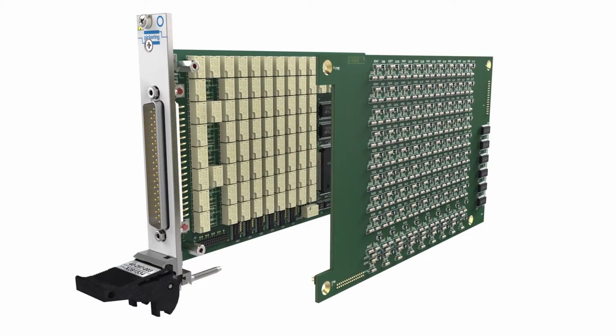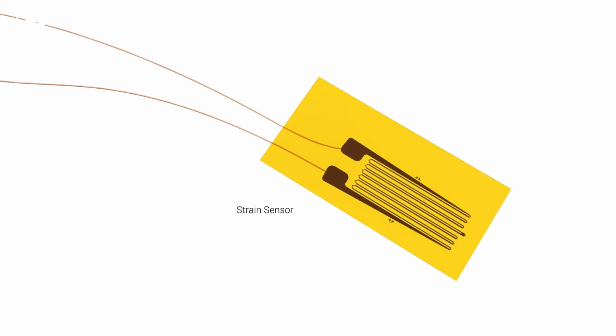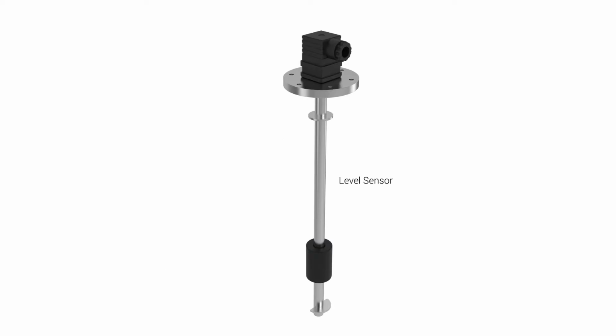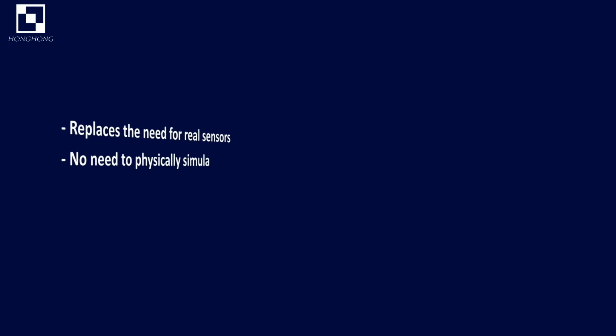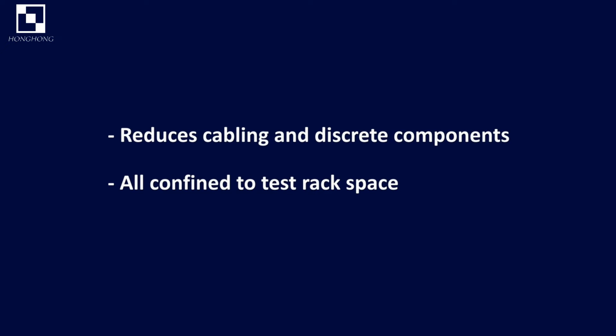One such application is to simulate the operation of resistive sensors, such as those used for temperature, strain, light, force, and level measurement. The advantage of using such devices is that you're building cost reductions into your test system design. For example, you don't need to physically simulate the sensor's environment, as a programmable resistor will do this for you. Another advantage is that they can be reused to simulate sensors in other test applications, and they can also improve accuracy, speed, and repeatability.